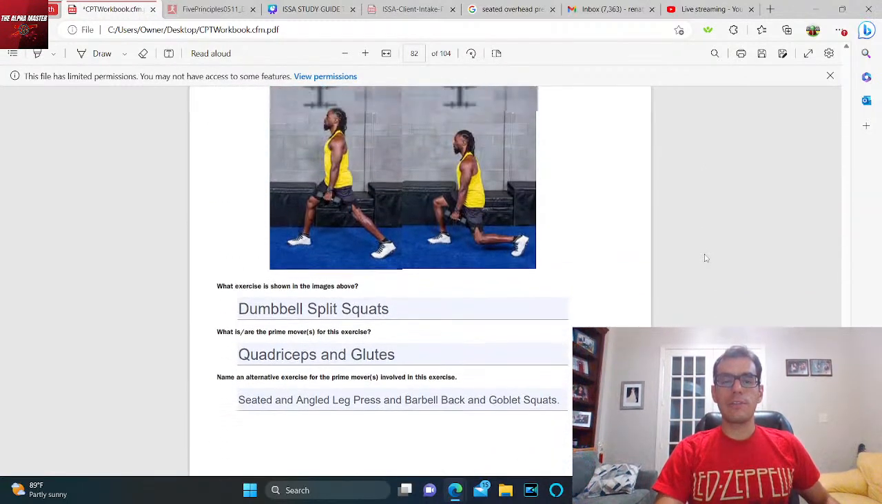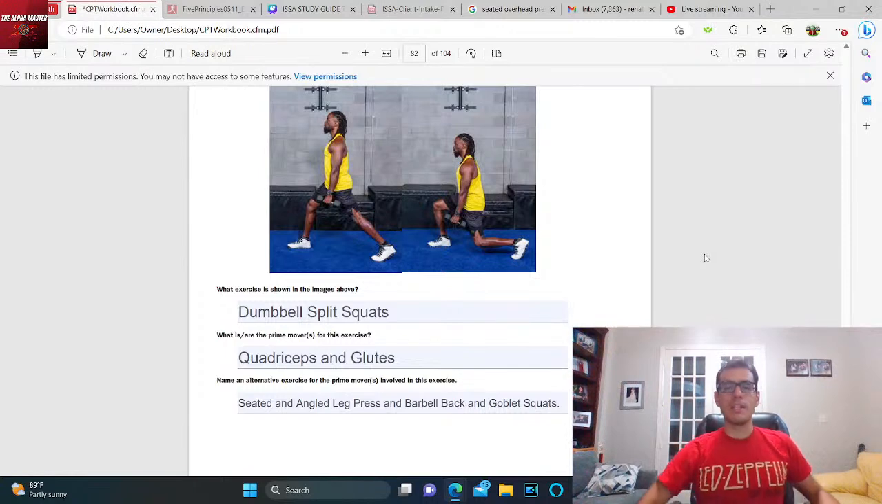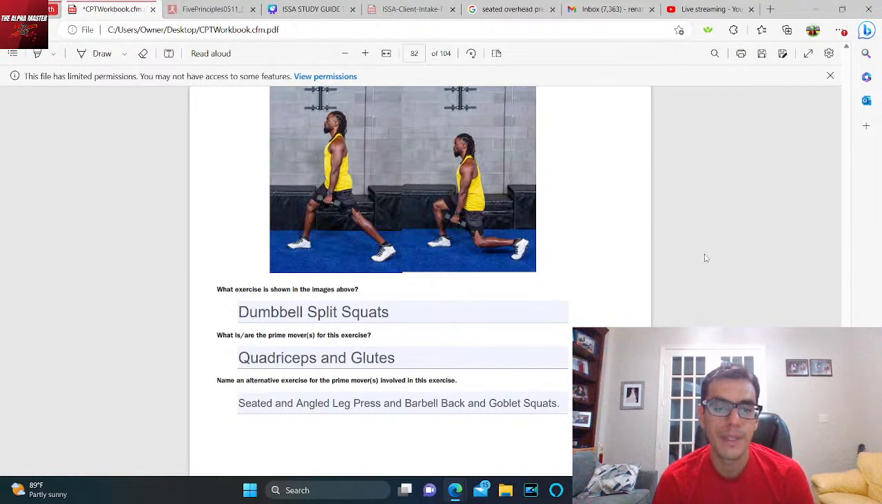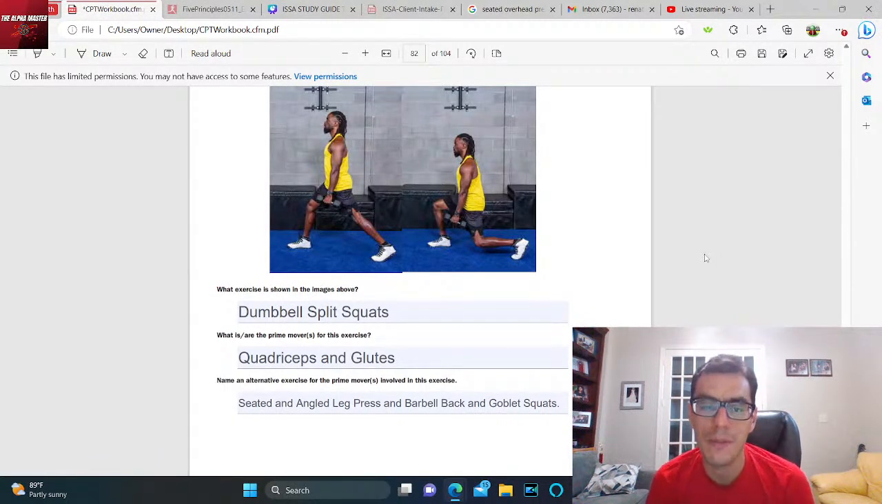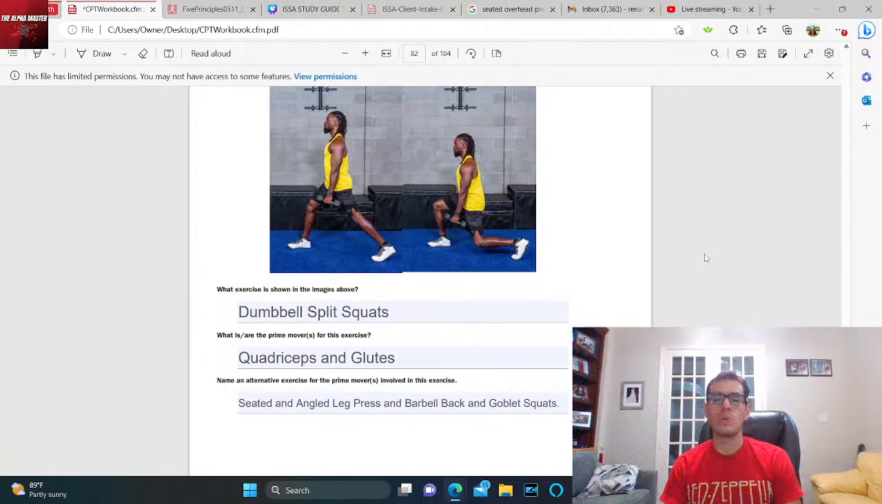And this is finally the last one shown in the images above. It's going to be the dumbbell split squats, and it works the quadriceps and the glutes. The exercise shown in the images above is going to be a lunge or a dumbbell split squat.